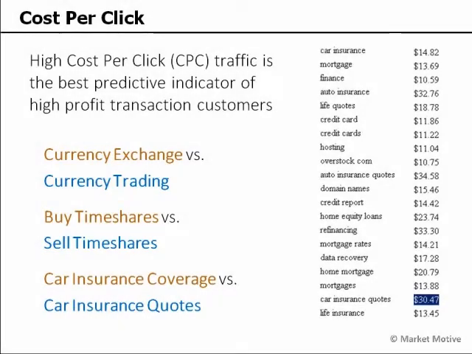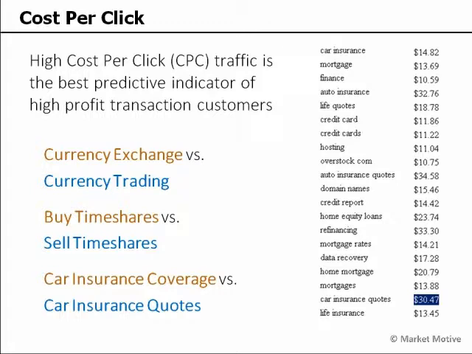As we start to better understand our user intent and the different types of queries that people are coming into our website with, what they're searching for, that customer funnel from when they enter our site to when they purchase or convert, we start to see a trend in high cost per click traffic being the best indicator of higher conversion rates or high profit transaction customers. These are the phrases that are beneficial to our business and our competitors, and therefore are high cost per click. They're going to cost us more money.